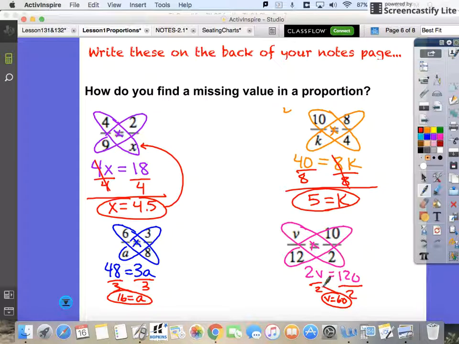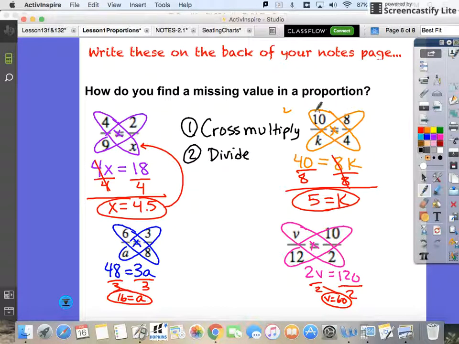All right. The steps you're going to follow here are first, cross multiply. Second, divide. So you cross multiply, and then you divide. Okay? That's how you solve a proportion.